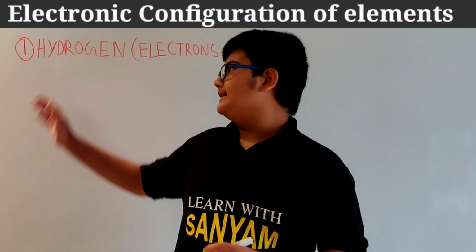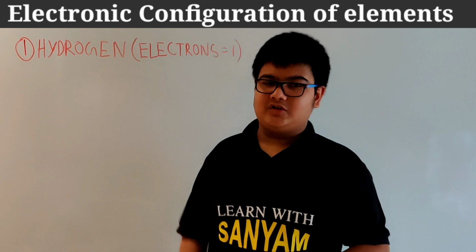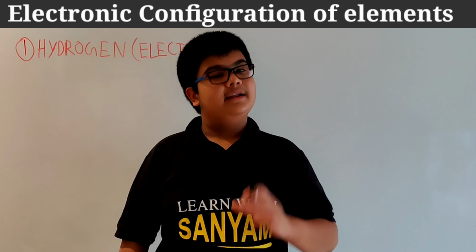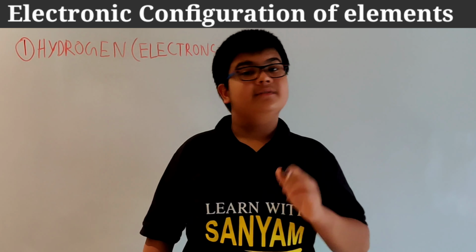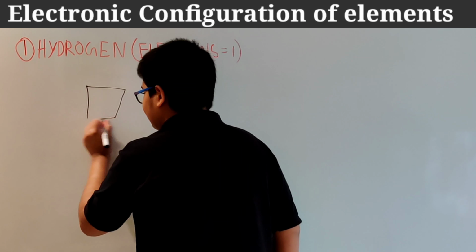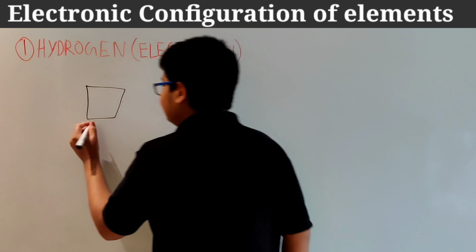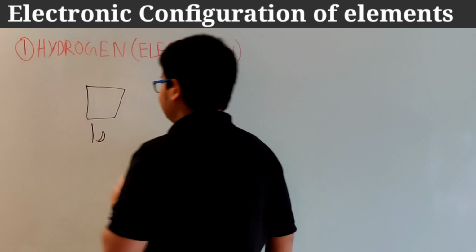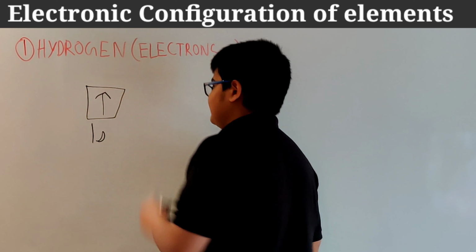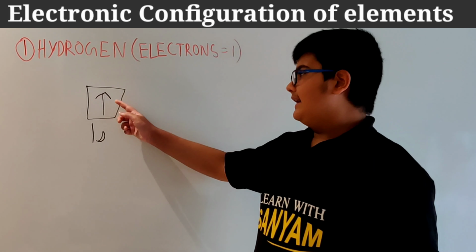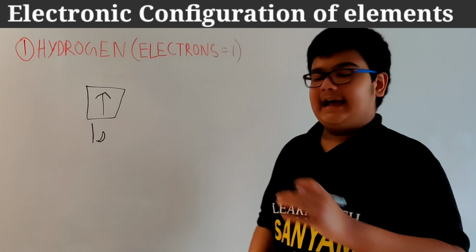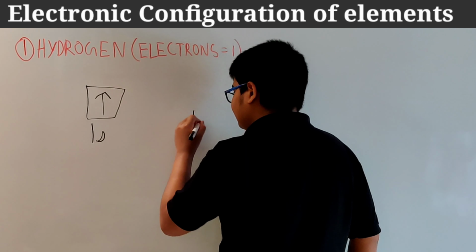The first element is hydrogen and it has 1 electron. So the first electron will obviously go into the lowest energy orbital, and that is the 1s orbital. So to represent that 1s orbital, we will draw a square, and this is the 1s orbital. And in that, to represent the electron, we will draw this arrow symbol. So this means that there is 1 electron in the 1s orbital, and this can be written as 1s1.